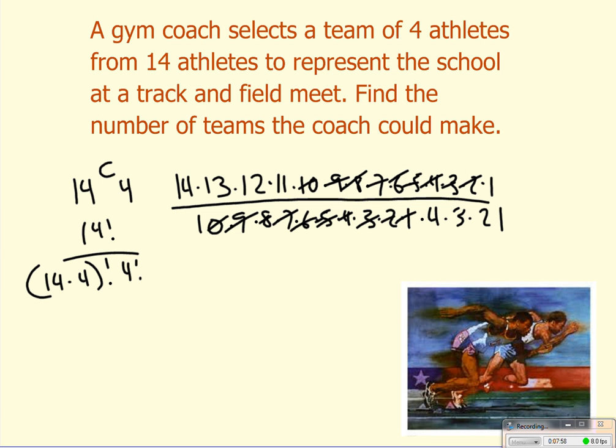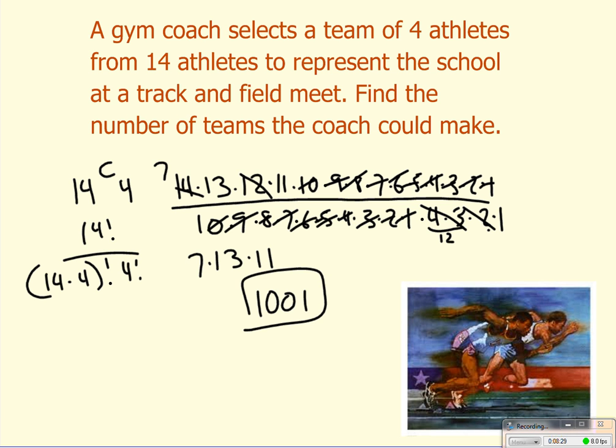All right. So 10, 9, 8, 7, 6, 5, 4, 3, 2, 1 all cancel. So now I've got 4, 3, 2, 1 over here, and then I've got 14, 13, 12, 11 up top. Take a look: 4 times 3 is really 12, so those cancel out, and that 12 cancels out. I've got 2 over here and 14 up here. That can become 7, and that goes away. So I've got 7 times 13 times 11, which is going to be 1,001 ways.